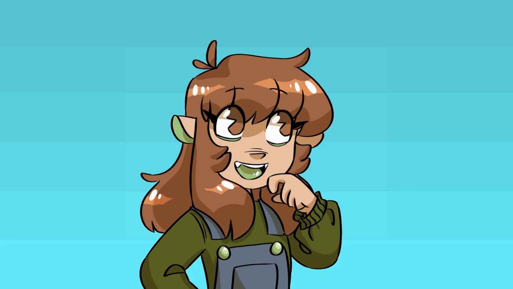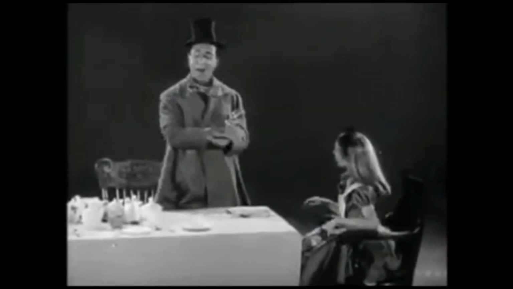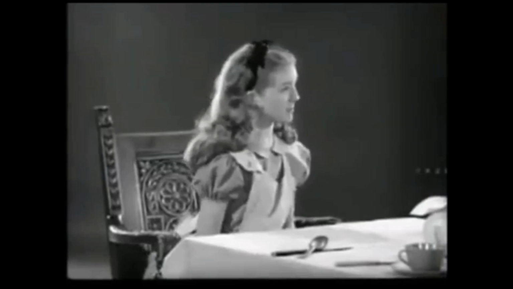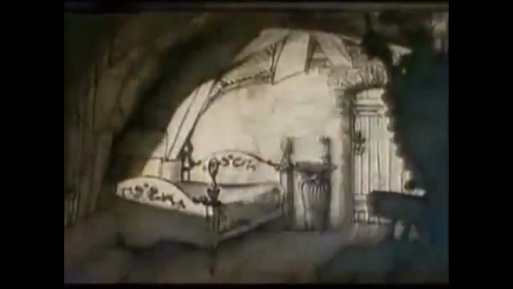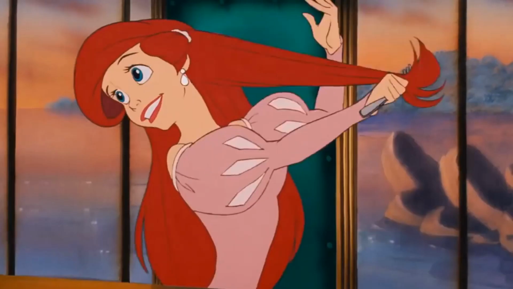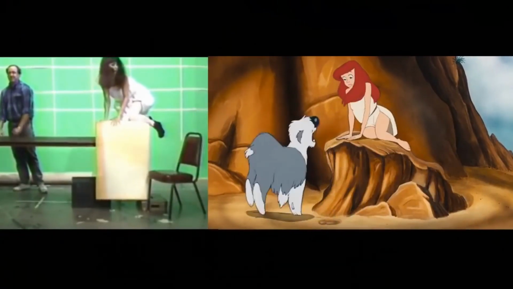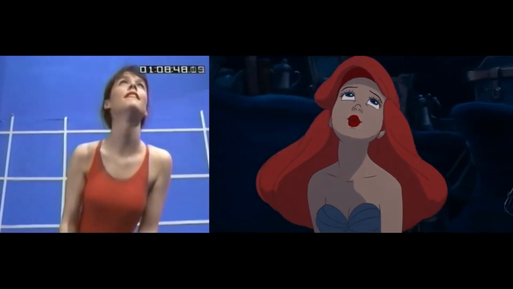Disney has used rotoscoping in plenty more movies like Alice in Wonderland, Cinderella, The Little Mermaid, and Aladdin.